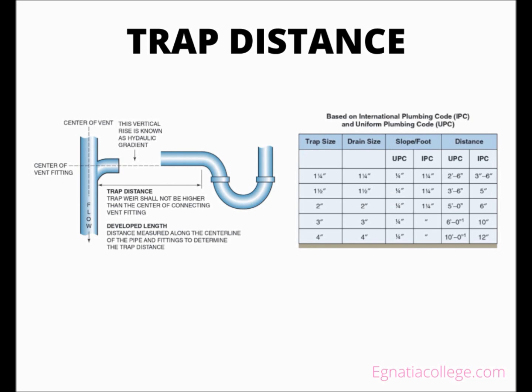The trap distance is determined along the pipe route as opposed to simply measuring the distance from the vent to the center of a fixture, known as developed length. A code book has a chart indicating the maximum distance.